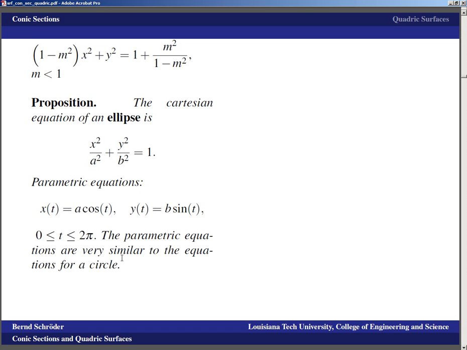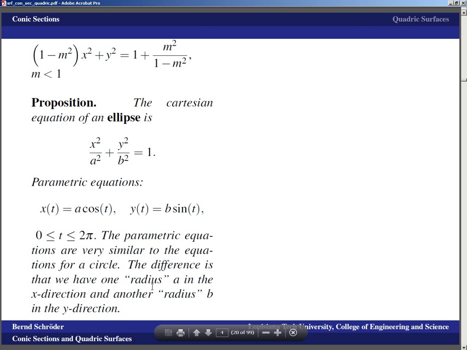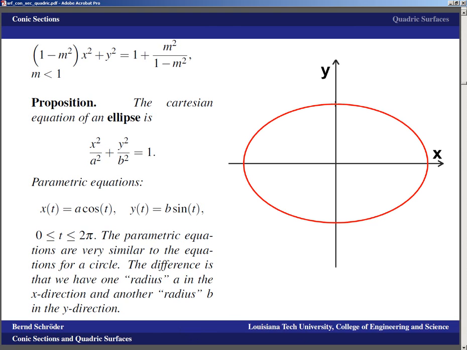The parametric equations are very similar to the equations for a circle, of course, except that for a circle we've got one radius, and the difference is that for an ellipse we've got one quote-unquote radius in the x direction and another radius in the y direction. And of course that's also why an ellipse looks the way it does. It is a circle that has been hit on the head or squeezed in the sides, and in that fashion it's either flattened out or standing tall, if you will.